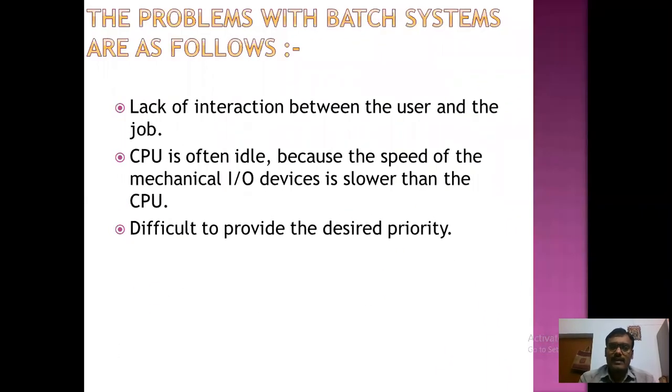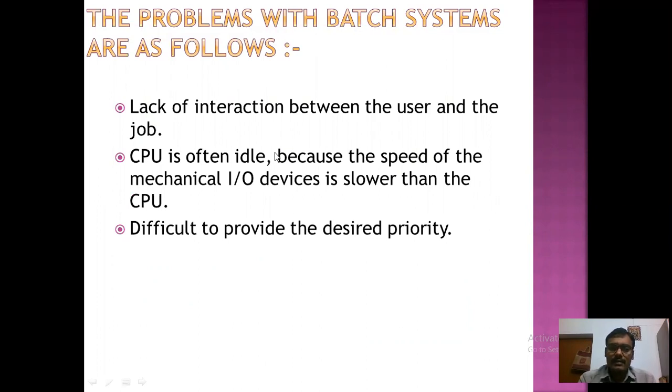Now the problems with the batch operating system are as follows. First, lack of interaction between the user and the job. Second, the CPU is often idle because the speed of the mechanical input-output devices is slower than the CPU. The use of the CPU is not 100% in this case because the mechanical input-output devices are much slower than the speed of the CPU.